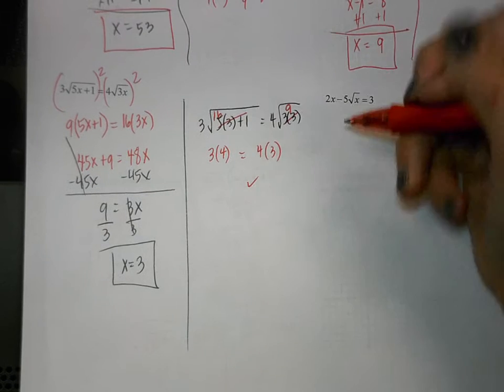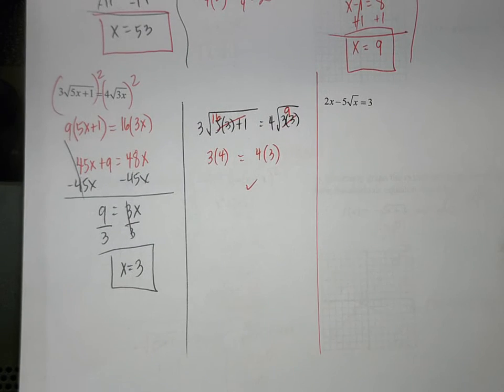All right, last one over here. What will I do? First you subtract 2x squared from both sides.